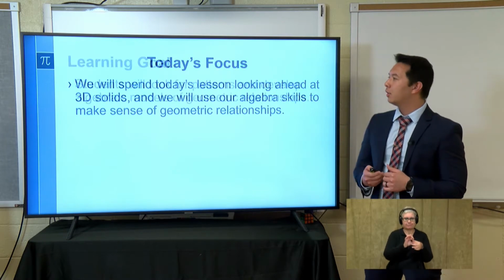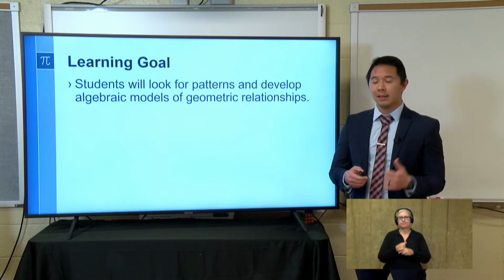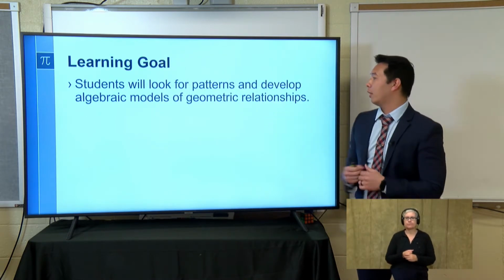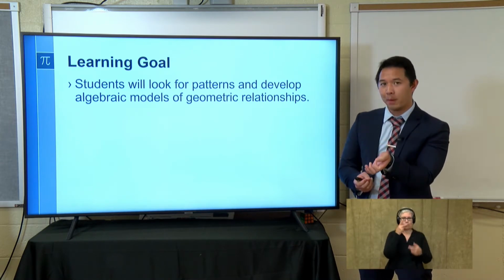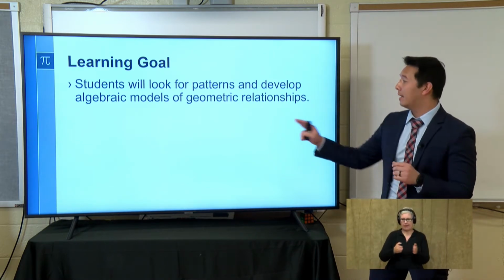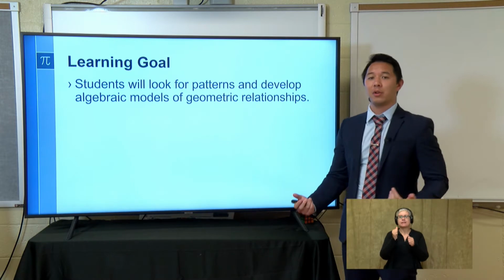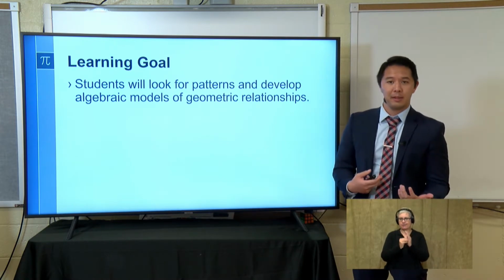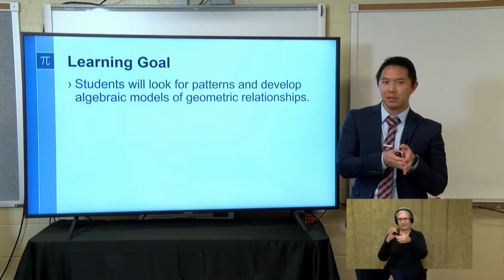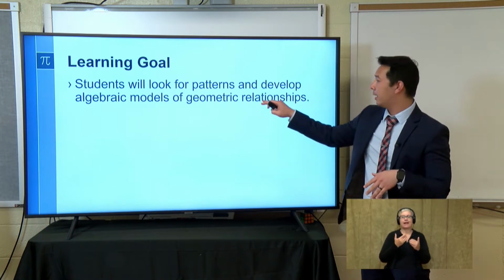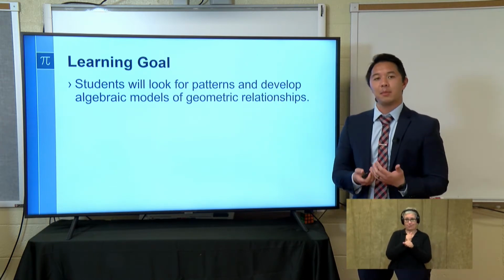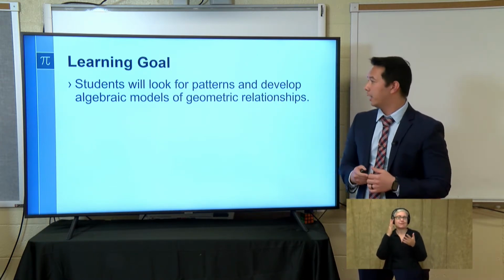So the learning goal today, as is for most of our learning goals, is we're going to look for patterns and then we're going to develop these algebraic models that describe the geometric relationships that we see. So how can we use the algebra skills that we've developed in order to look ahead and make sense of some of the geometric relationships that we're looking at?